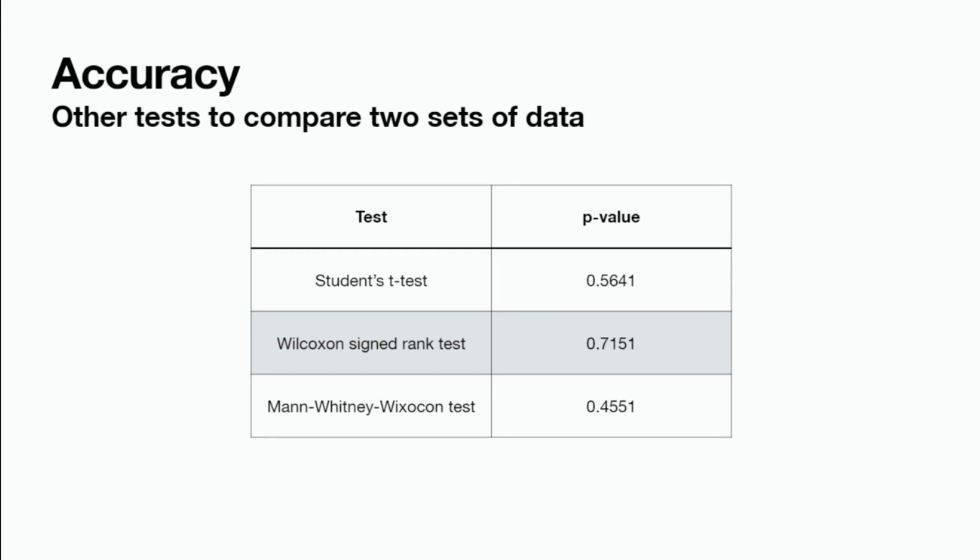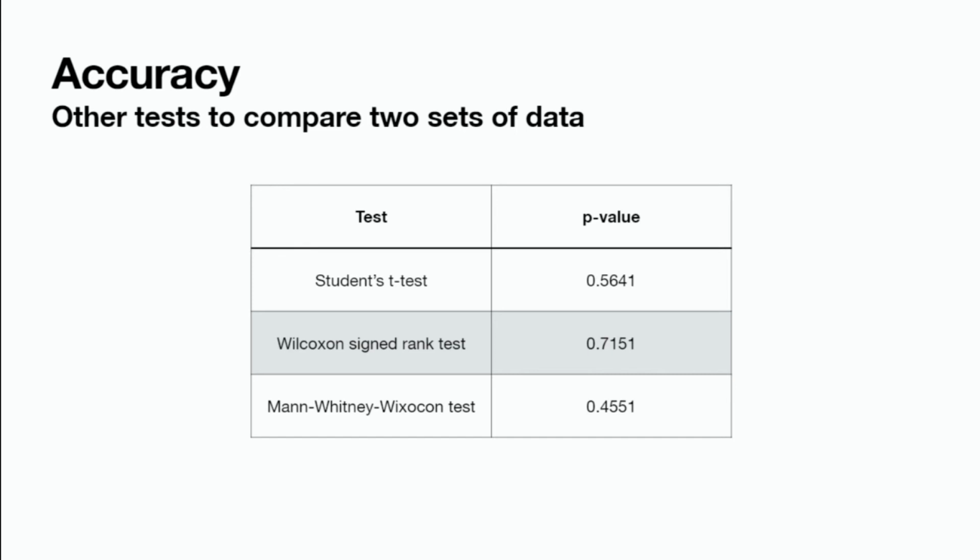So what else can we do? These are a couple of tests, the t-test not so much, but the Wilcoxon and Mann-Whitney-Wilcoxon are non-parametric statistical tests to compare 2 sets of data. And then we have the student's t-test for paired sets of data as well. And this is what you'd want to see.